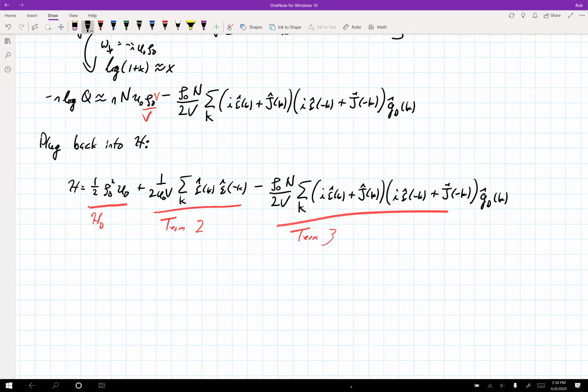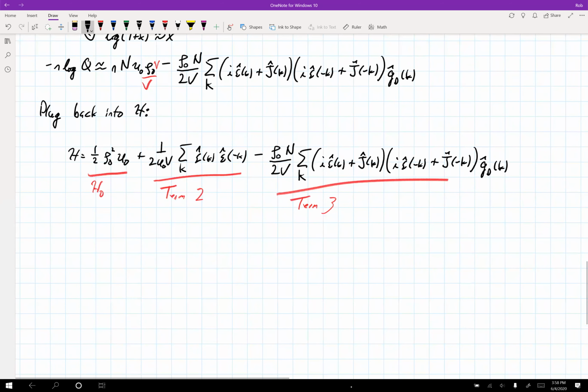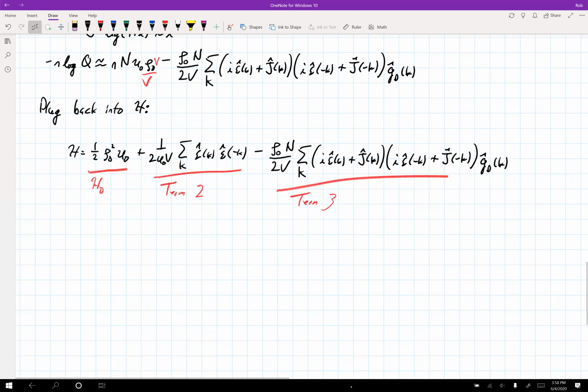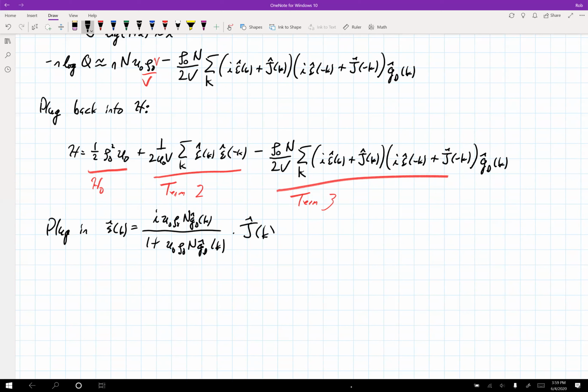I may not show every single grueling step of this because it does get kind of horrific, but we can at least highlight the key details. So now this is where we're going to plug in our epsilon hat of k. This is I u naught rho naught and the Debye function of k all over 1 plus u naught rho naught and the Debye function of k. Oh, right, of course, times j hat of k.